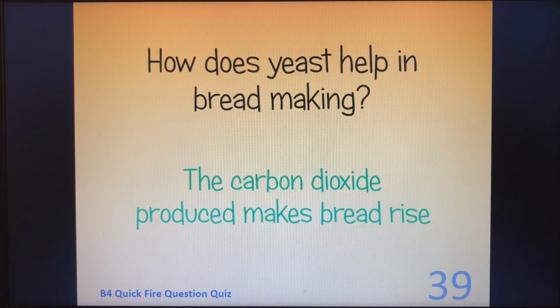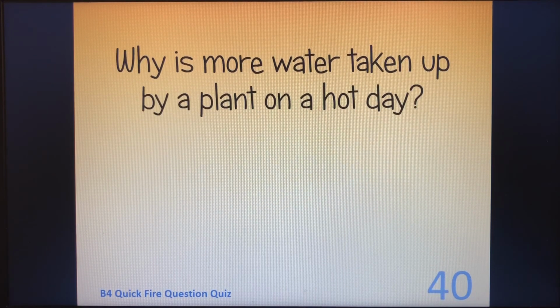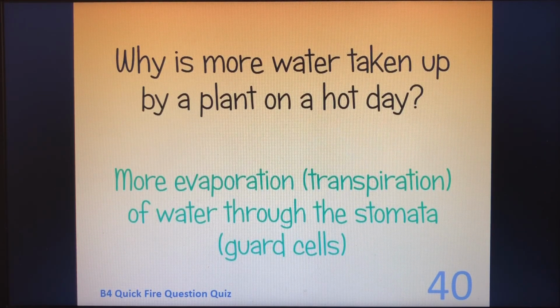Final question, question 40. Why is more water taken up by a plant on a hot day? So more water goes in through the roots on a hot day in a plant. Why? Why is more water taken up by a plant on a hot day? Think it through. And the answer is more evaporation through transpiration.